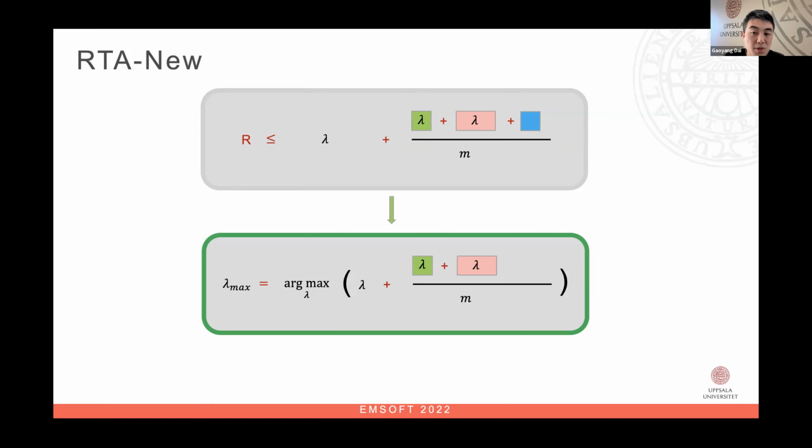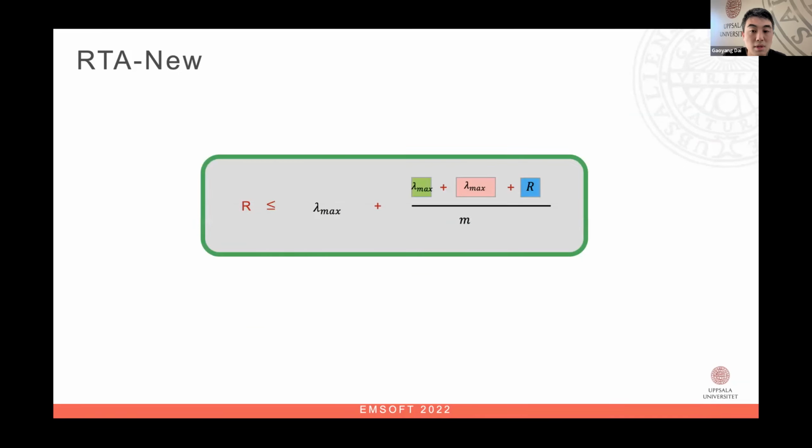We propose a dynamic programming algorithm that traverses the DAG to compute the lambda max. You can check the details of this algorithm in the paper. After computing this lambda max, we can rewrite the WCRT bound as this new formula. So this is for the fixed priority scheduling policy. A fixed point calculation is also needed.